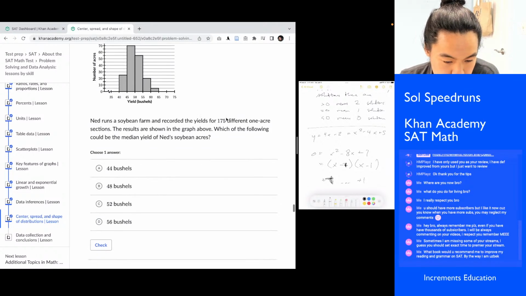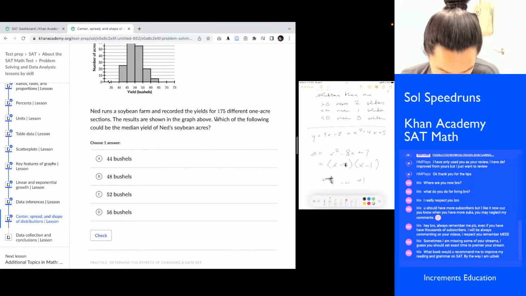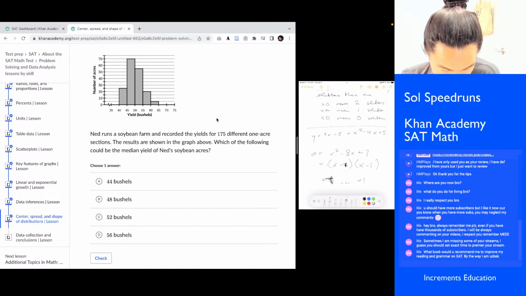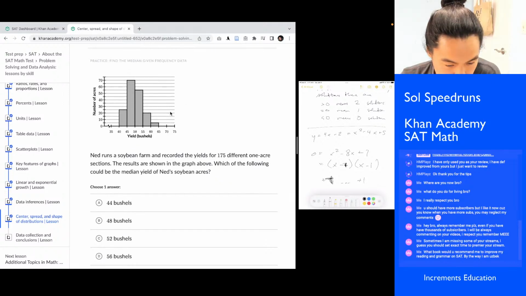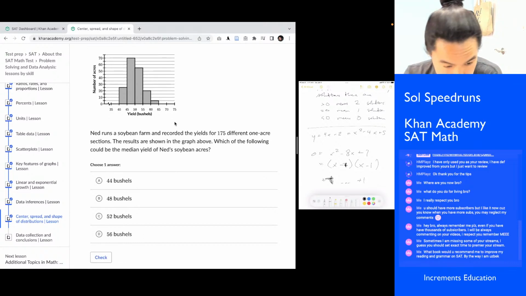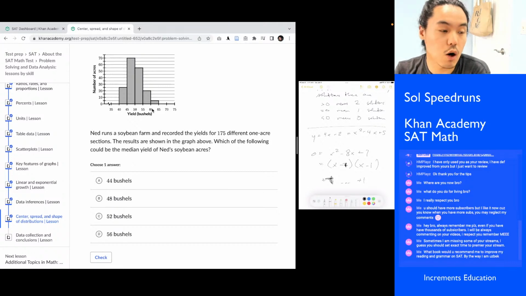Soybean farm, 175. Oh yeah, 175. So the sum is 175. The median. So we just need to get what's the middle of 175? It's like a little under 90, right?